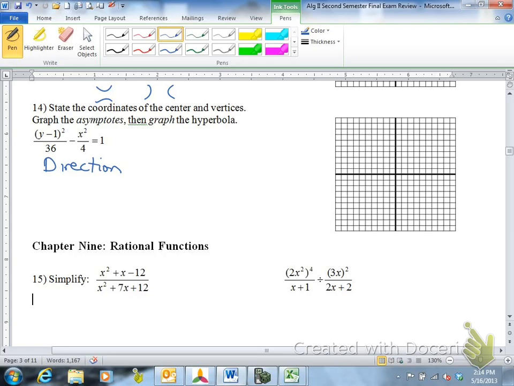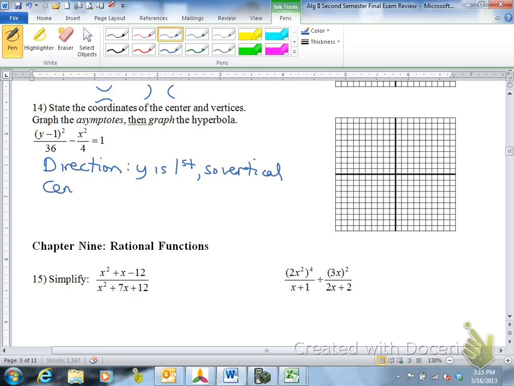So the direction for a hyperbola, you don't look at the numbers in the bottom. That's for an ellipse. You look at what's positive, what comes first in standard form. So y comes first. Y is first. So this is a vertical hyperbola.